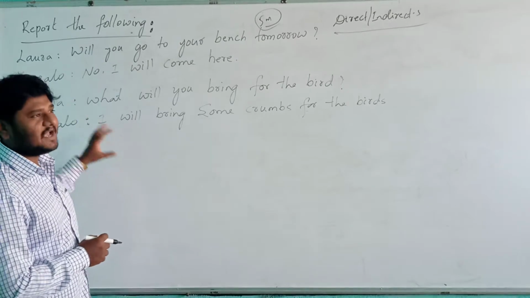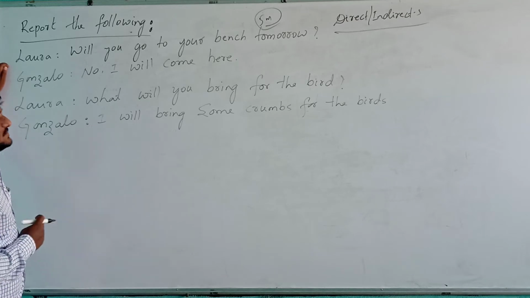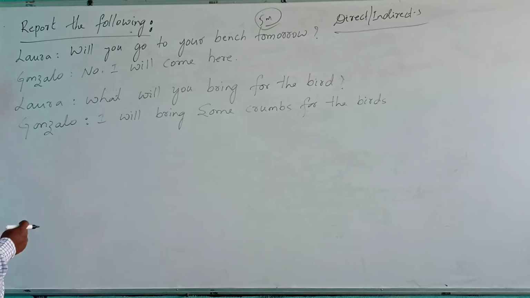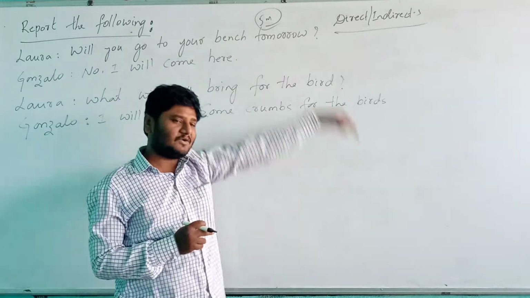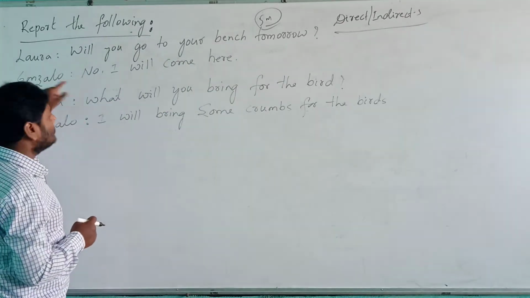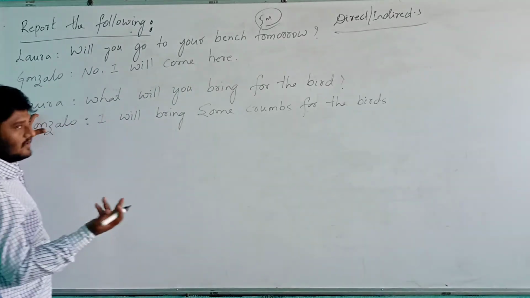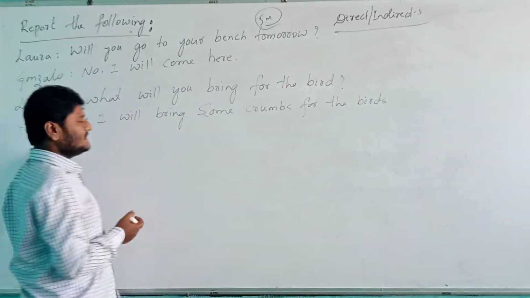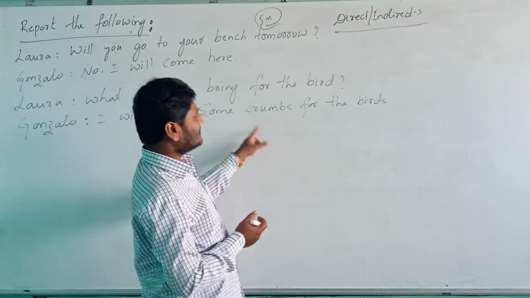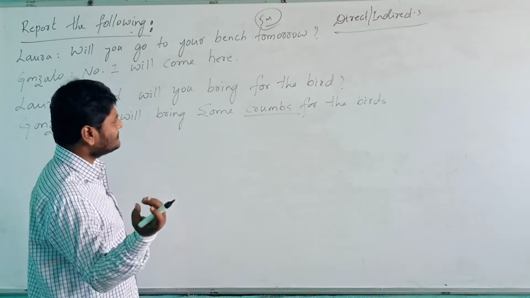Alright students, let's see how we can solve this question. We have four dialogues between Laura and Gonzalo. Laura: Will you go to your bench tomorrow? Gonzalo: No, I will come here. Laura: What will you bring for the birds? Gonzalo: I will bring some crumbs for the birds. Crumbs are nothing but seeds.